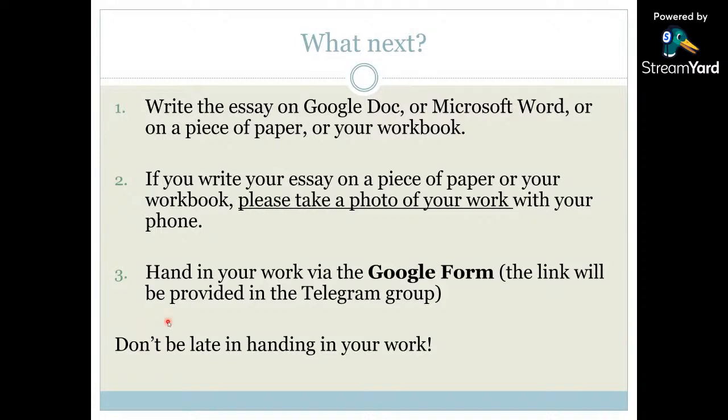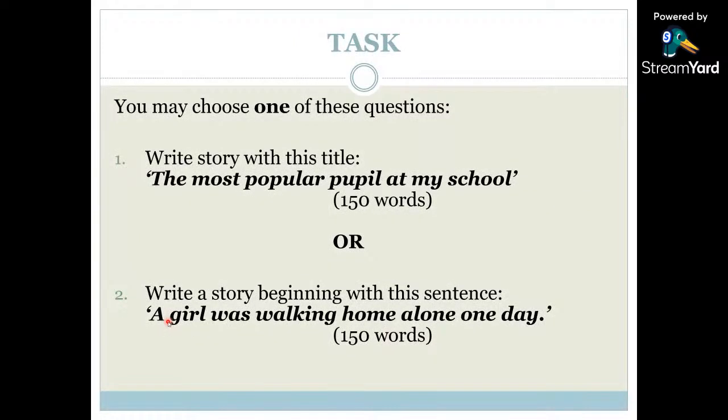Okay, so do you understand what you have to do? Faham ke nak buat apa? Kena buat apa? Do you understand what you have to do?